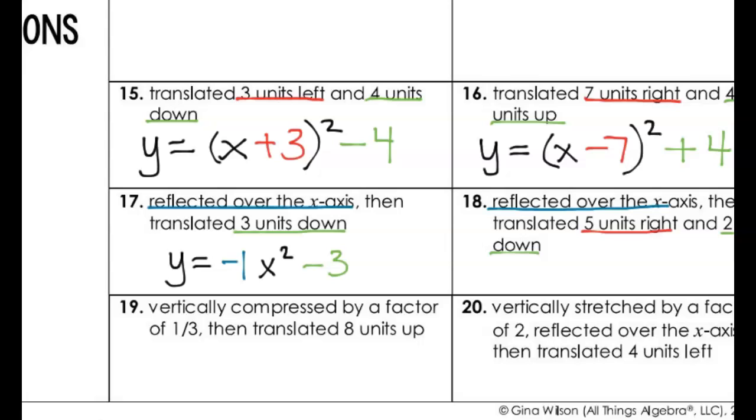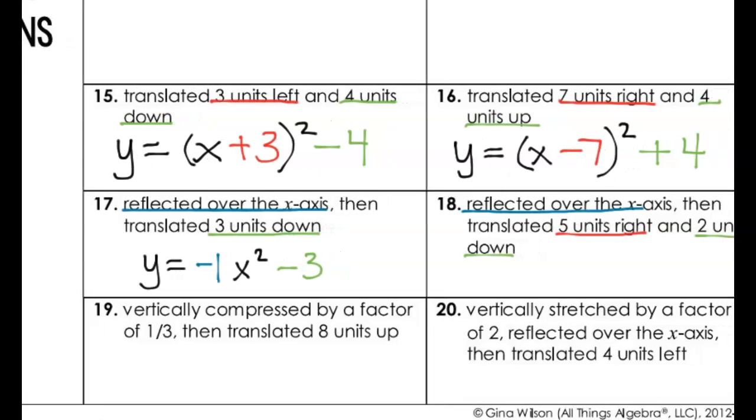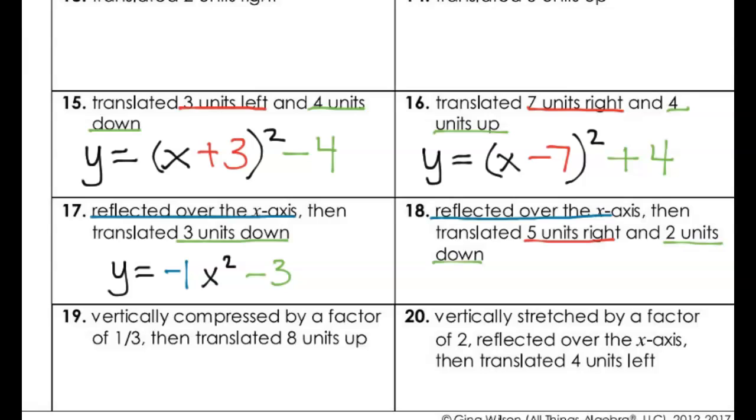I've underlined the values in this next one here, so that we can see those. And if you think about this as reflected over the x-axis, it's moved 5 to the right, so that means that h has to be minus 5, and then it has to move 2 units down, so that means k has to be negative 2. So when we write this in vertex form, we get x minus 5 squared minus 2, and then we have a negative 1 out in front, so it's negative 1 times x minus 5 squared minus 2.